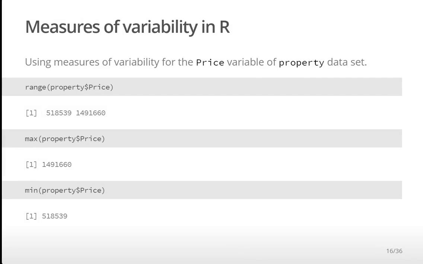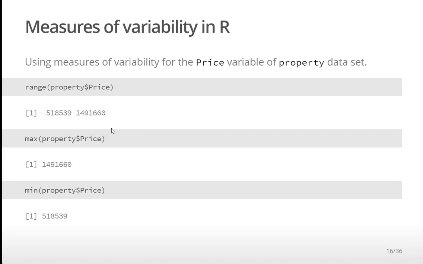Let's explore different measures of variability inside R for the price variable from the property data set. I'm going to start with the range function. I'm going to write range. It's going to take the name of the data set and the variable I want to investigate. As you know, there will be a $ sign between the dataset name and the variable. The result tells me the minimum and the maximum of the variable price.